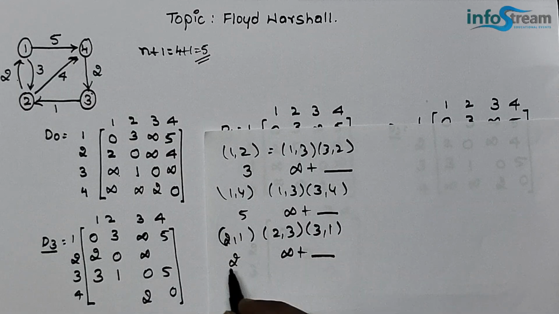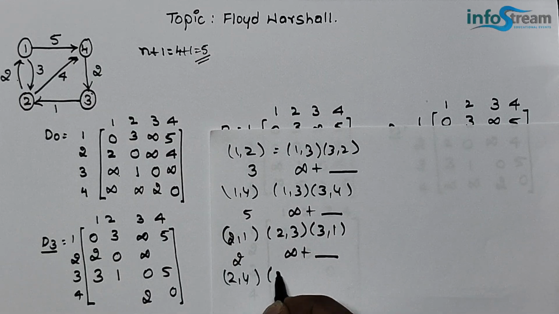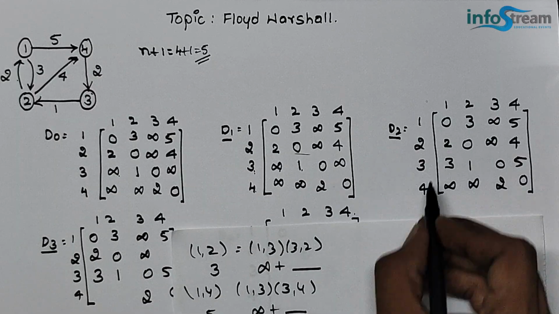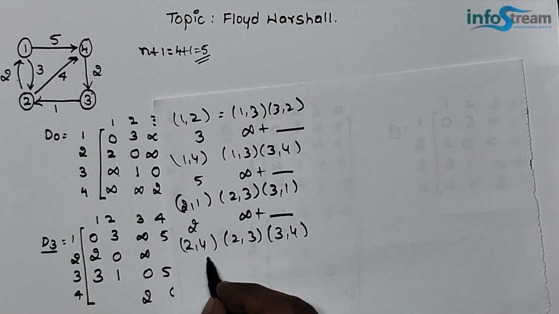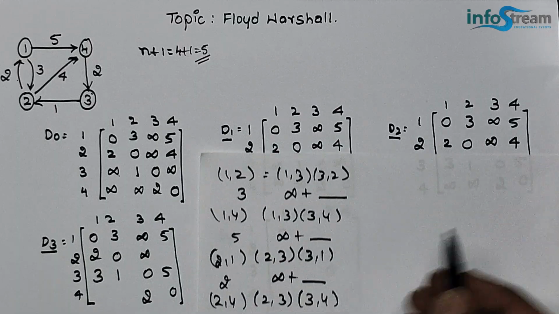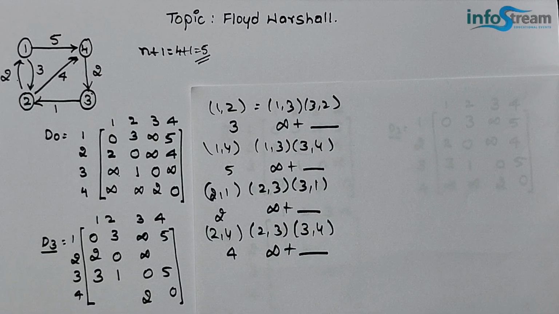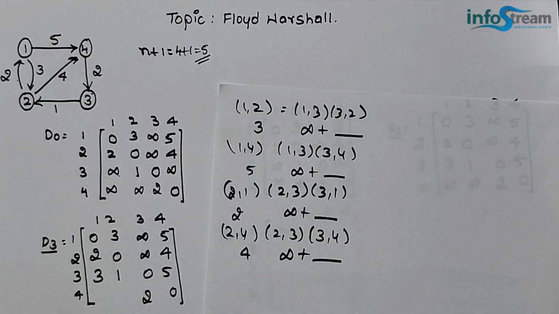2 comma 4. So 2 comma 4 means 2 to 3 plus 3 to 4. The value of 2 comma 4 is 4. The value of 2 comma 3 is infinity. If you add anything to infinity, it will be infinity itself. So the value is 4.